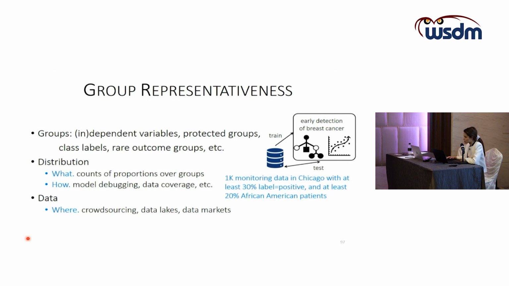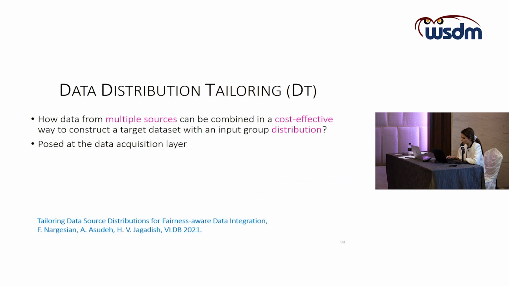Where do we get the distributions over these groups? This distribution can be obtained after the fact during model debugging. For example, we find the slices of data for which the model underperforms, or we can use the data coverage measures that were covered in the first part of the tutorial and then be more proactive about these distribution requirements. Because custom data is expensive, the user often relies on external sources for obtaining and collecting the data. And these external sources could be data lakes, they could be the crowd, or they could be data markets. So now the question is how data from multiple sources can be combined in a cost-effective way to find the target data set that fulfills the distribution requirements.